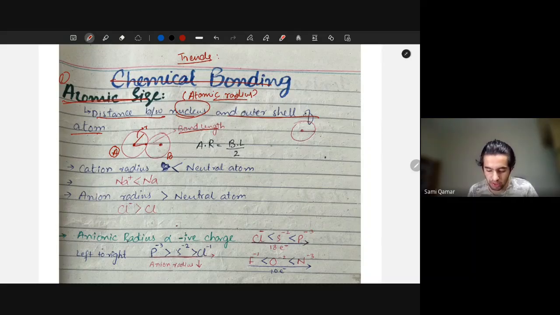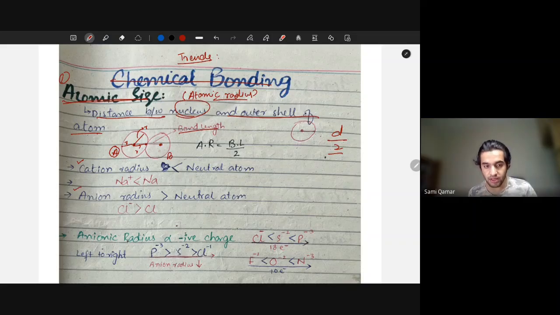So here we go. This is our atomic radius. This is also our atomic radius. I hope you guys have a pretty good idea about atomic radius. Diameter divided by 2 is our atomic radius. Okay, now there are two kinds of radius, cation radius and anion radius.